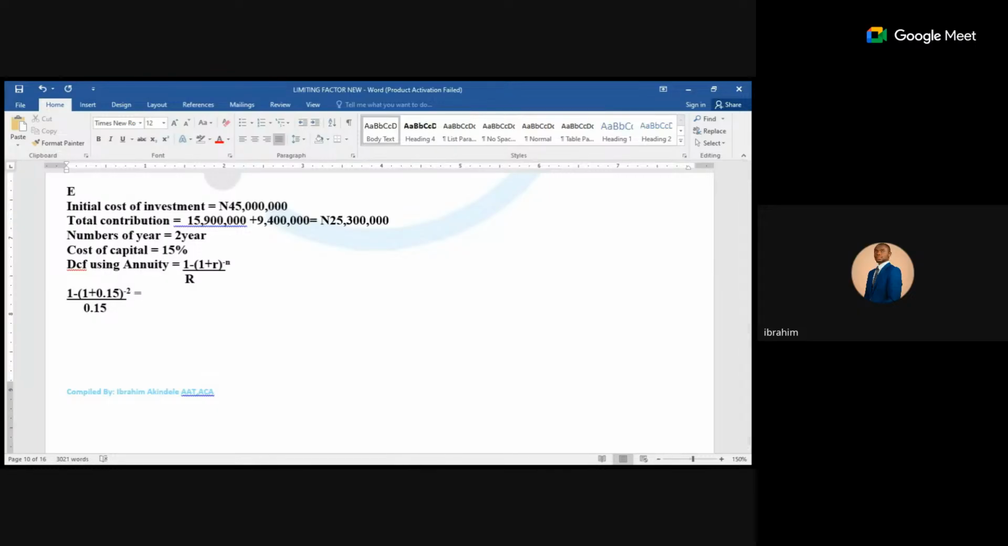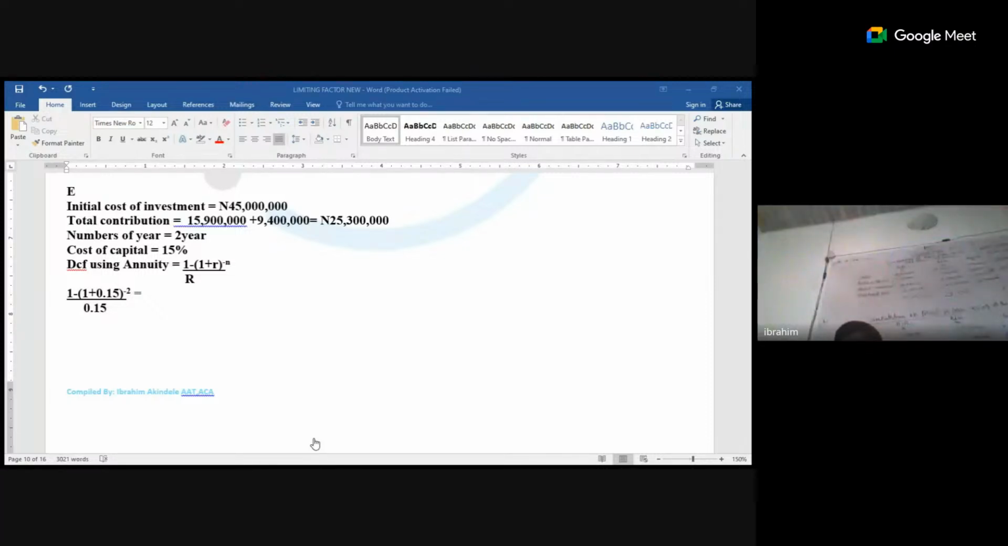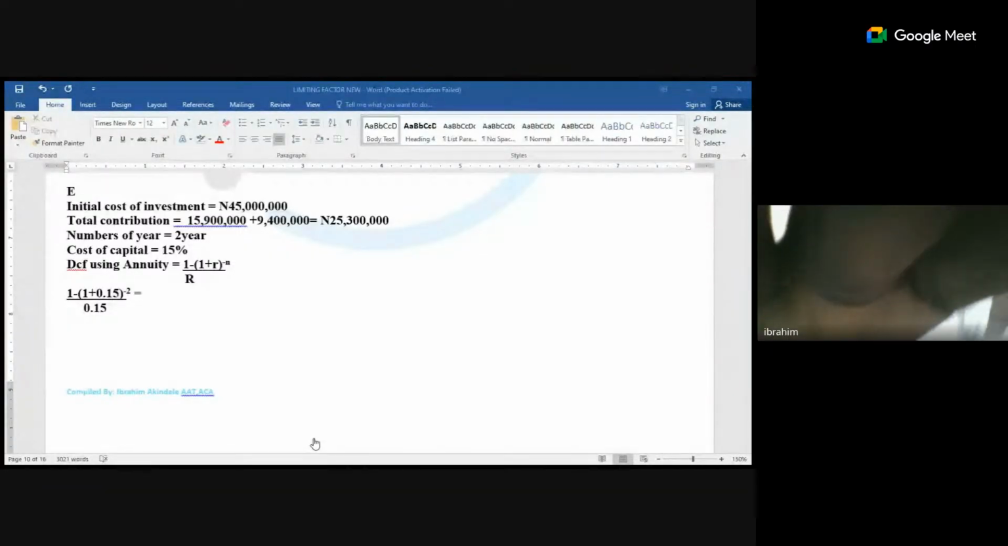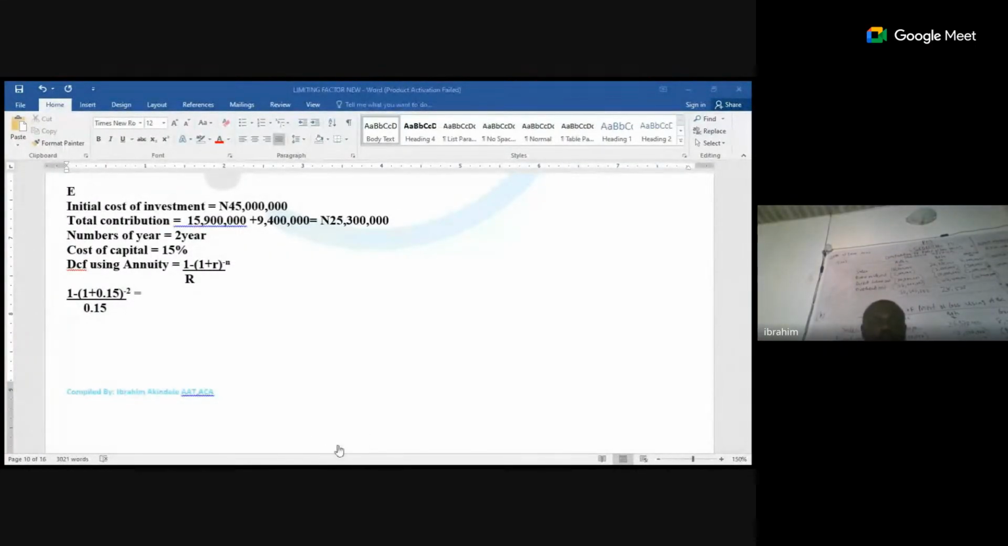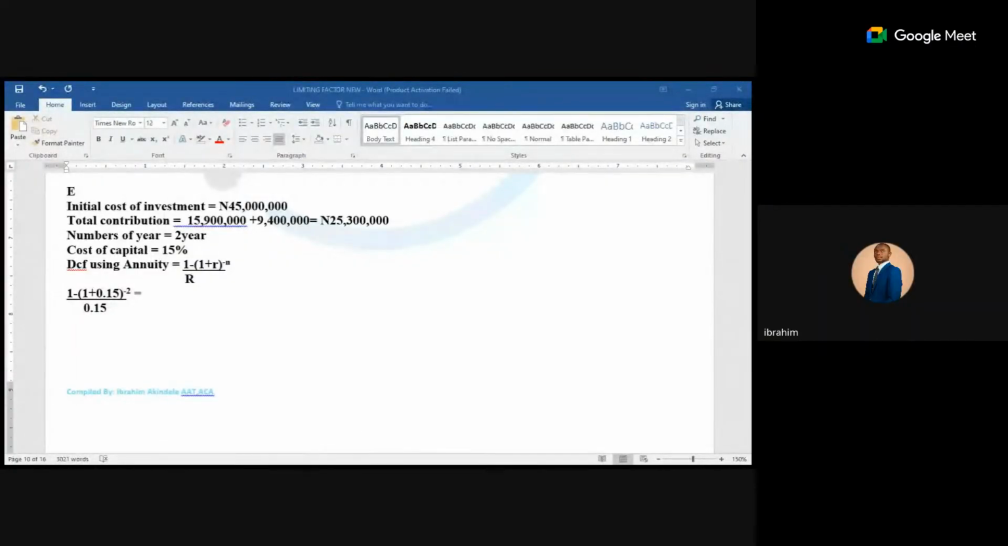You can check at the back of your question paper. You will see the annuity table. What do we have? 1.6257.